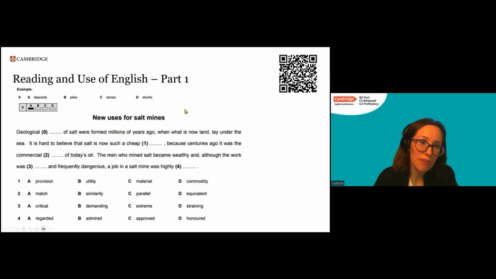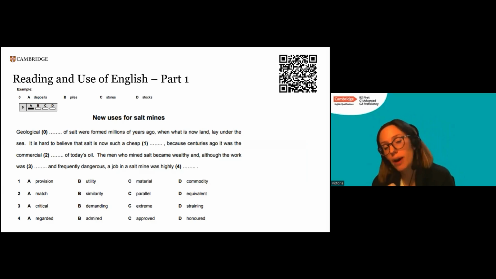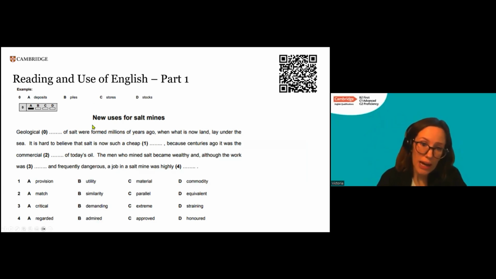Let's start with the first part, Reading and Use of English, part 1. I'm not going to go through all the parts because we only have 1 hour and 15 minutes to go through these 2 papers. I'm just going to focus on the parts that I think may be more challenging or maybe more interesting for you. So this is what part 1 looks like. There is a text with a number of gaps, and there are 4 options for each gap.